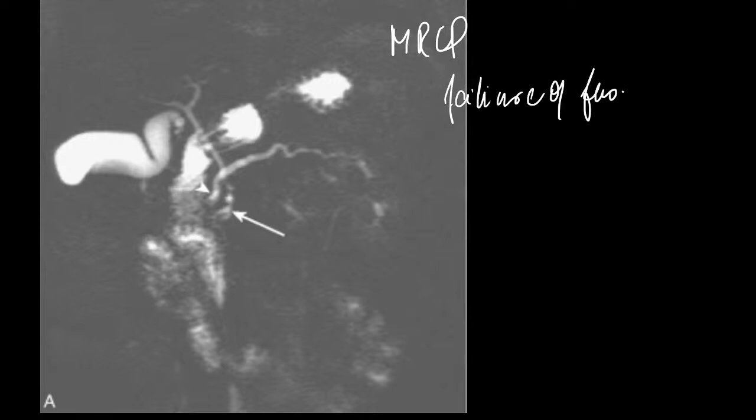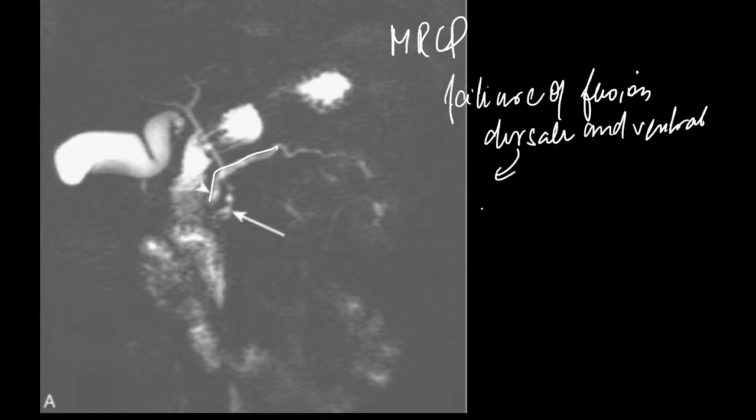This is a case where there is failure of fusion of dorsal and ventral pancreatic duct. Okay, and you can see that your CBD and your pancreatic duct are draining separately. There is no connection between the dorsal and the ventral pancreatic duct, and because of which this is a case of pancreas divisum.